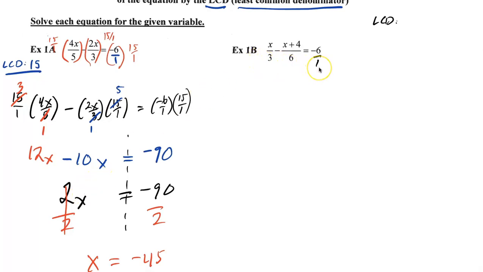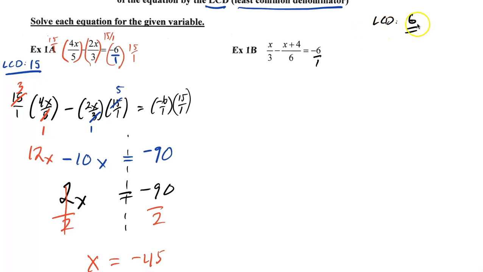3, 6, and 1. Now again, if you're not sure, you can always multiply them. 3 times 6 is 18. That could work. But I'll tell you right now, that's not your lowest common denominator. There's actually something smaller they both go into. And that is 6. Both 3 and 6 go into 6. And when I say go into, what's the smallest number that you could divide them both by? I probably should have said that earlier.